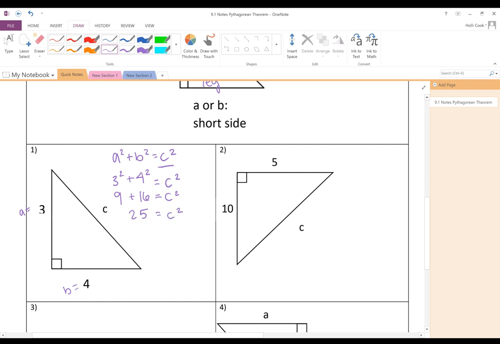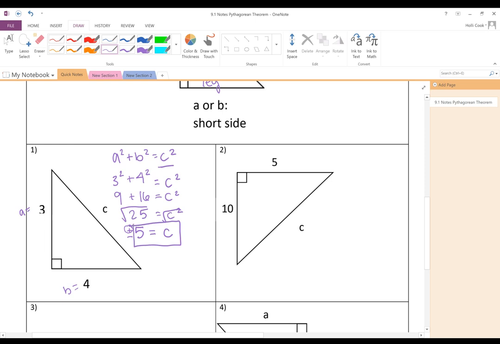Okay, and then 9 plus 16 is going to give you 25. Now since we're solving for c, we need to get rid of that square, so we're going to do our square roots. So we get 5 equals c. Now technically we get plus or minus 5, but it doesn't make sense to have a length be negative 5. You can't have a negative 5 length, so we're always going to be using the positives for our values. So our c value is 5.